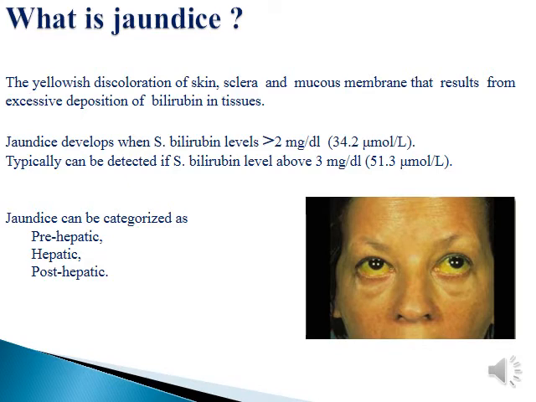What is jaundice? It is yellowish discoloration of the skin, sclera, and mucous membranes that results from excessive deposition of bilirubin in tissues. Jaundice develops when serum bilirubin levels are more than 2 mg per deciliter, i.e. 34.2 micromole per liter. Typically it can be detected if the serum bilirubin level is above 3 mg per deciliter, i.e. 51.3 micromole per liter. Jaundice can be categorized as prehepatic, hepatic, and post-hepatic.